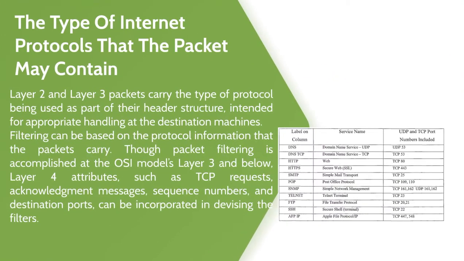The type of Internet protocols that the packet may contain. Layer 2 and Layer 3 packets carry the type of protocol being used as part of their header structure, intended for appropriate handling at the destination machines. Filtering can be based on the protocol information that the packets carry. Though packet filtering is accomplished at the OSI model's Layer 3 and below, Layer 4 attributes, such as TCP requests, acknowledgement messages, sequence numbers, and destination ports, can be incorporated in devising the filters.